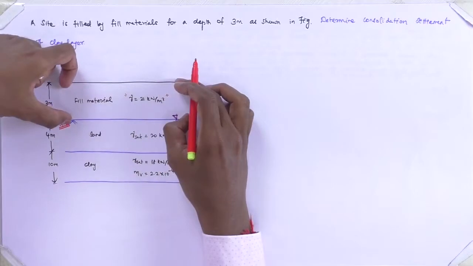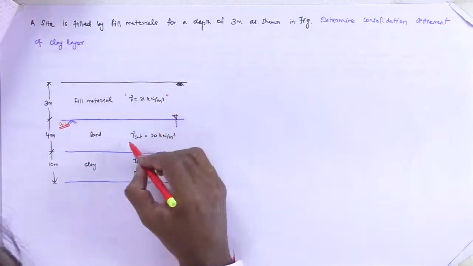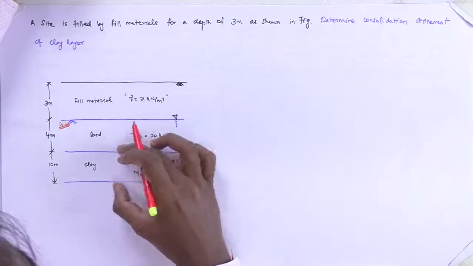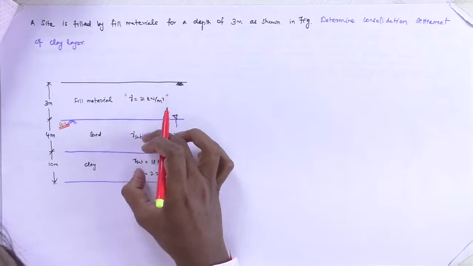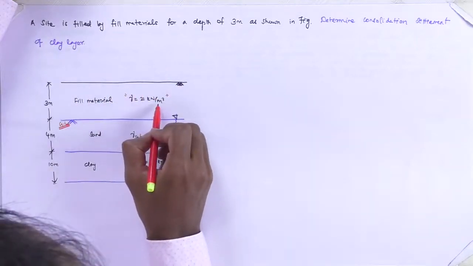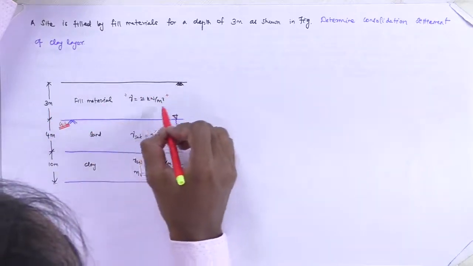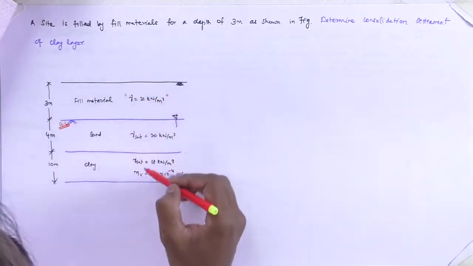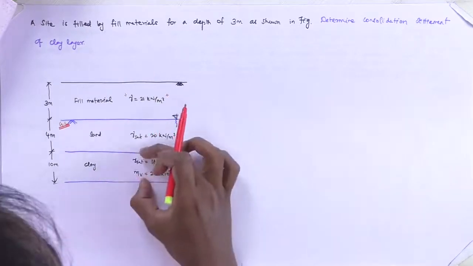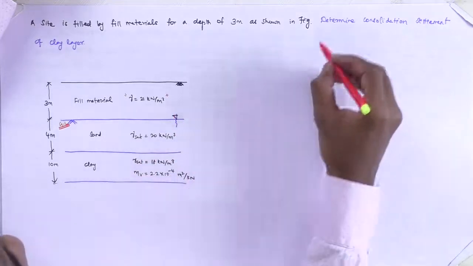Now the clay layer under the sand layer of 4 meter thickness is already under pressure and consolidated for years, but now it has recently been filled by fill material of unit weight 21 kilonewton per m cube for about 3 meter thickness. Because of this recent addition, an additional pressure is developed in the clay layer that will try to compress the clay layer more. So now the question is, we have to find the consolidation settlement.